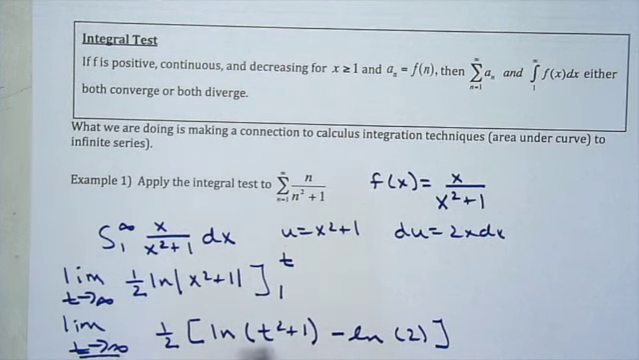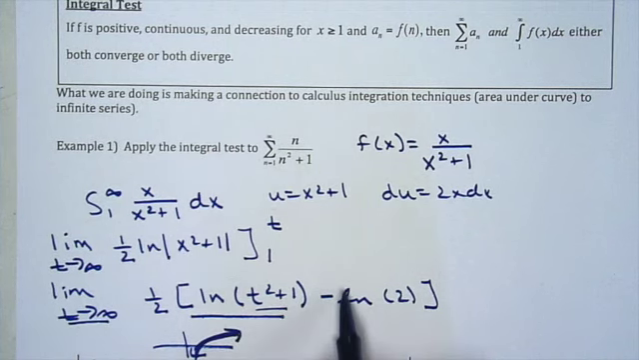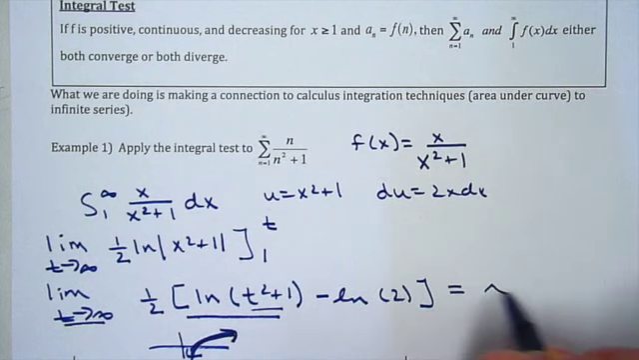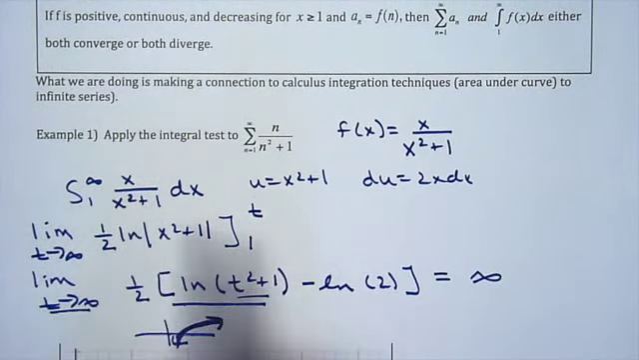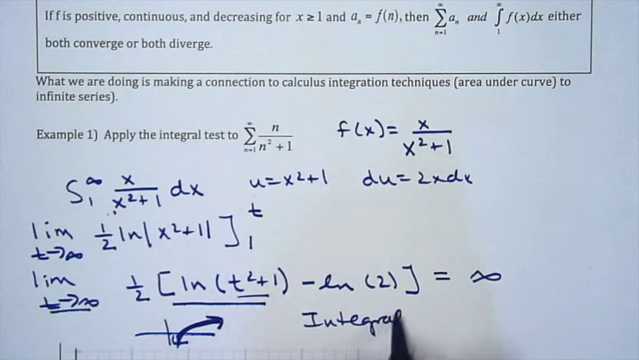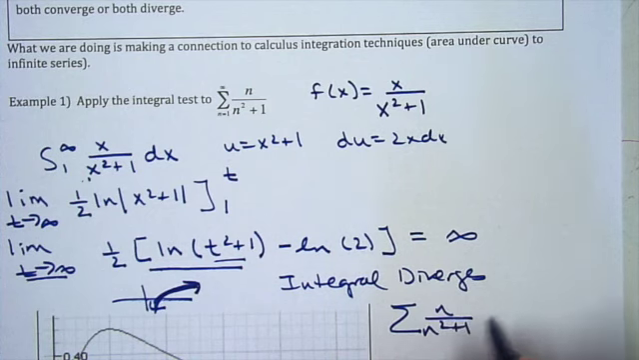If I plug in infinity for t, this is going to be infinity, because what happens to the natural log graph as you get infinitely bigger? Think about your log graph. It looks something like this. It does get infinitely bigger, not very quickly, as you go towards infinity. So this is infinity right here. Infinity minus a number is still infinity. Infinity times a half is still infinity, just a number with very big magnitude. So this limit ends up being infinity. From here, we say the integral diverges. So if the integral diverges, then we can also draw the conclusion that the series also diverges.